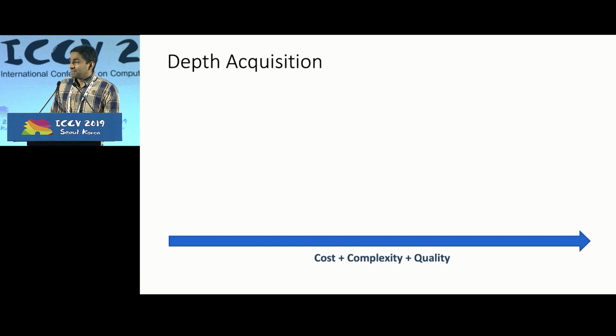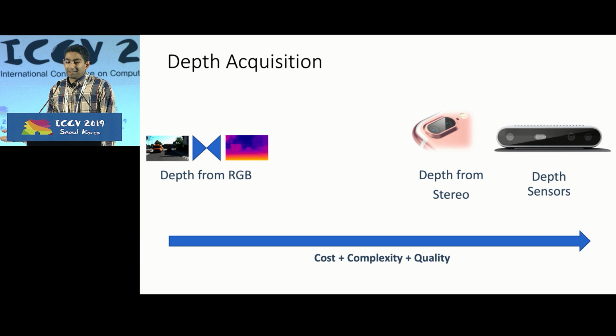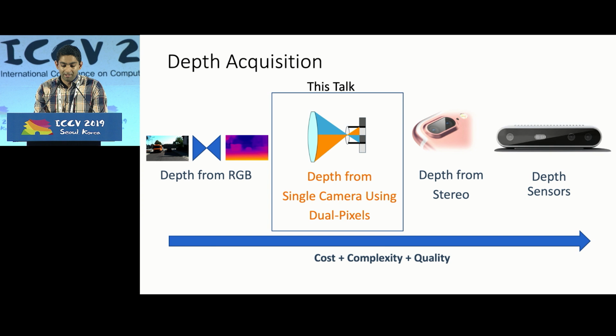Hi, I'm Neal Wadhwa from Google Research, and today I'll be talking about depth estimation. There's a variety of ways to capture depth that vary in cost, such as predicting depth from a single RGB image, depth from stereo, or depth from active sensors. In this talk, we'll show how to use dual pixel images to capture depth that is low cost, but higher quality than depth from just a single RGB image.